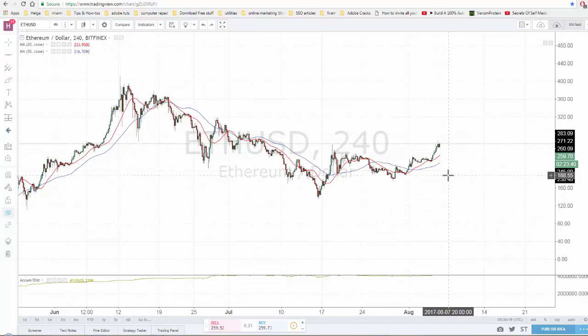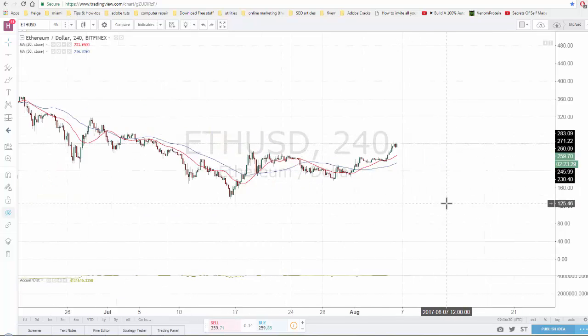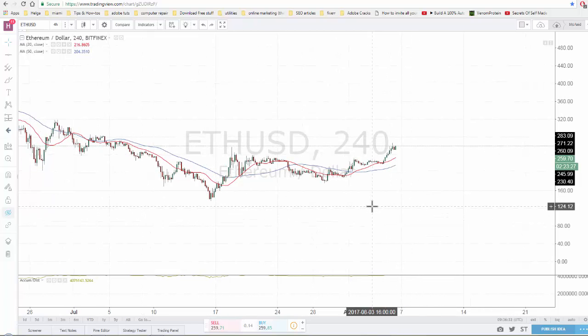In uptrends, moving averages act as a support. And we find that we start doing higher highs and higher lows, right? So that's how you identify trends. Now, we've done here 1, 2, 3 higher highs and 1, 2, 3 higher lows. So we are uptrending in the 4-hour chart. Okay, so this could be interesting for day traders.